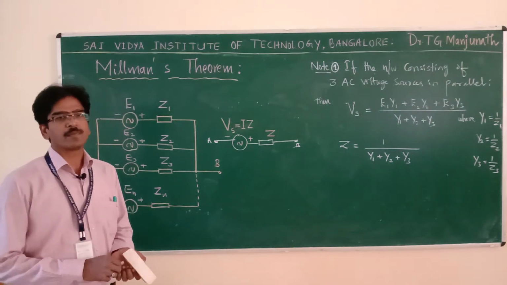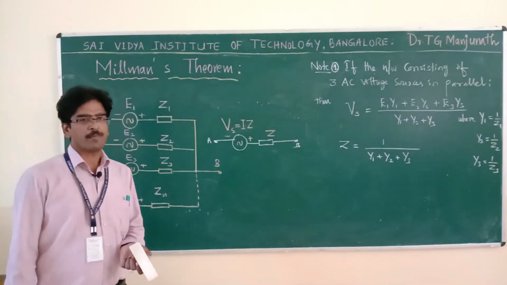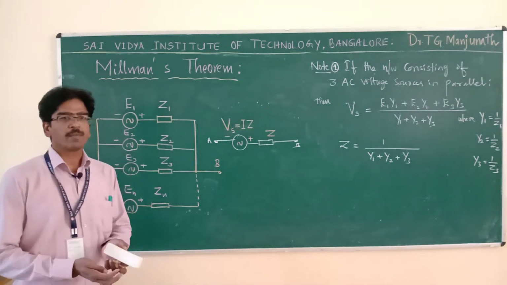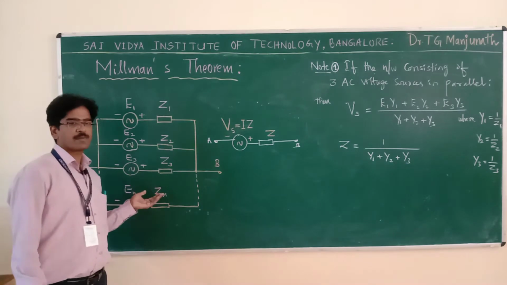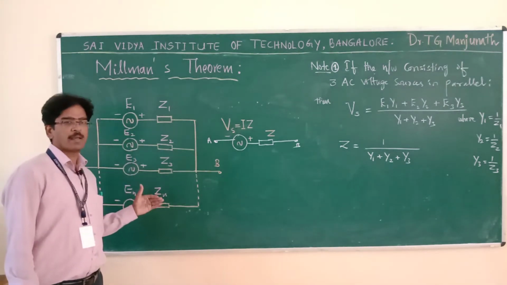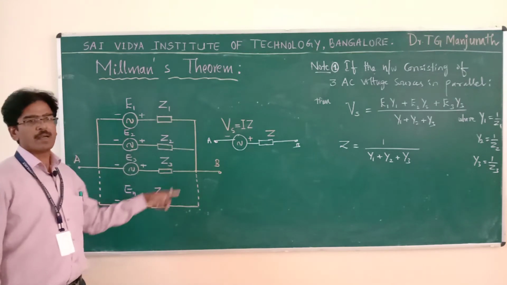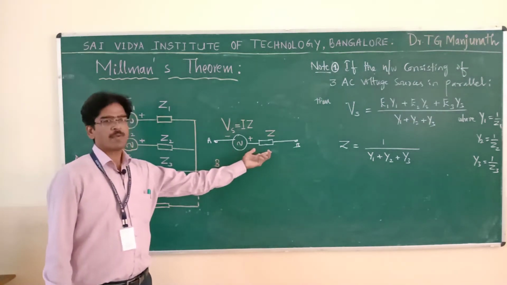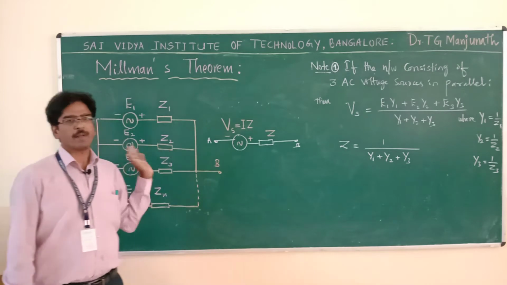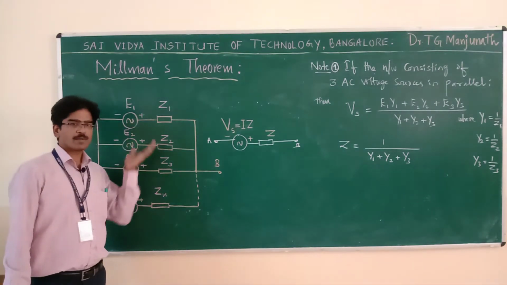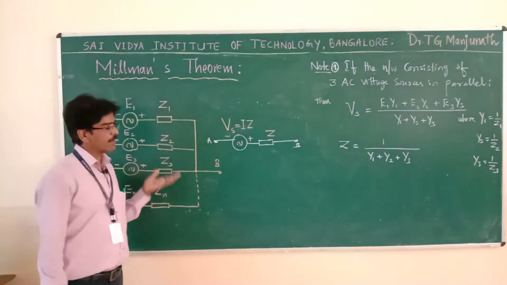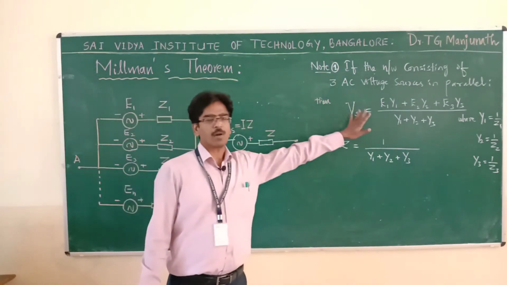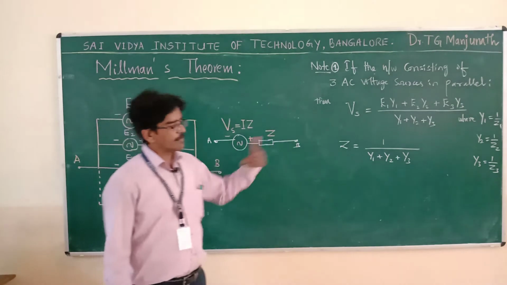In the last few sessions we started with Millman's theorem. We proved this theorem, and the concept of the theorem is that if n number of voltage sources are connected in parallel like this, the entire network or combination can be converted into a single voltage source in series with an impedance, just by using a simple formula. That we proved in the last class.